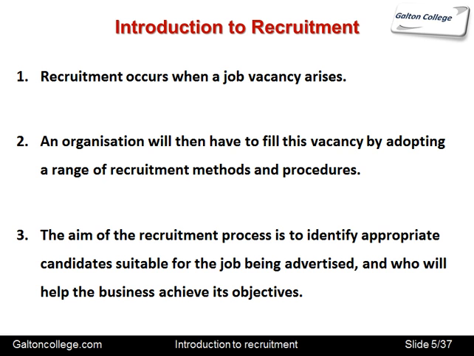The aim of the recruitment process is to identify appropriate candidates suitable for the job being advertised and who will help the business achieve its objectives. So it's a question of finding the right person to work for the organisation, the person having the appropriate skills and aptitudes to make a contribution towards the fulfilment of the organisation's objectives.